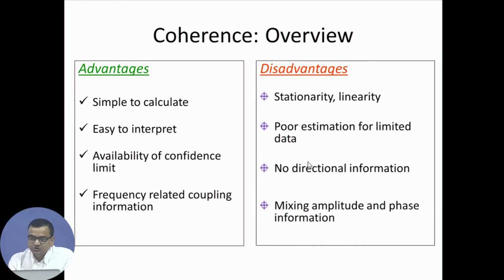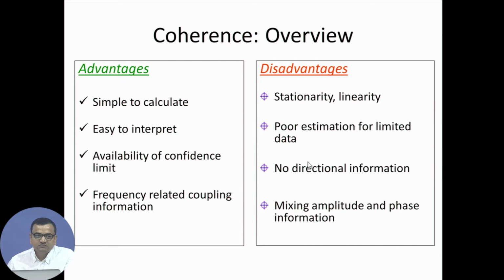Simple to calculate, easy to interpret, and also like correlation you have strong analytical support. You can have a confidence limit, and also you have frequency related coupling information. That's very relevant for the brain, because you are interested in oscillation specific interdependence. You want to find whether there is a stronger interdependence in the alpha band compared to other frequency bands. Because coherence is a function of frequency, you can easily distinguish the contribution of individual frequency bands to the interdependency. But there are certain cautions, because like correlation your signal needs to be stationary and also linear.